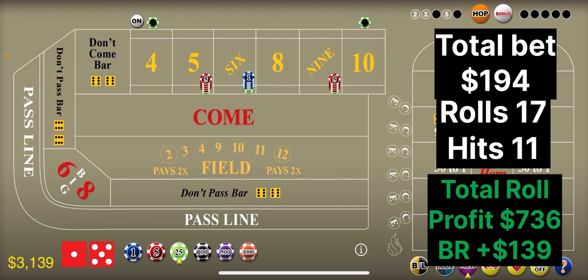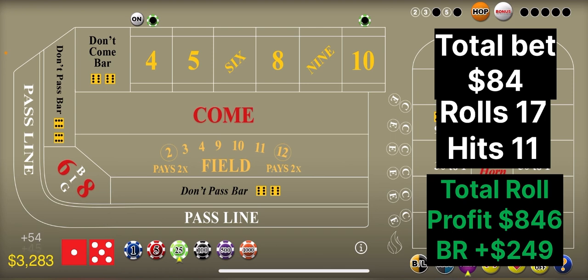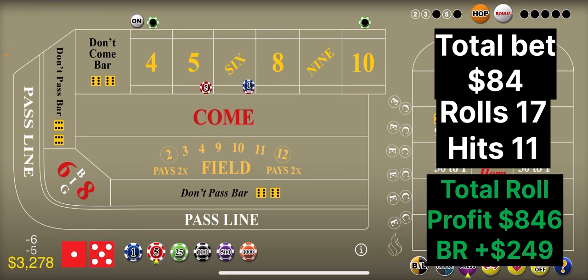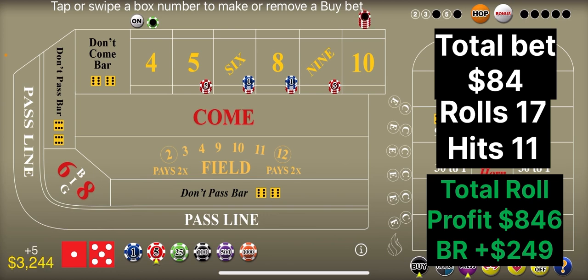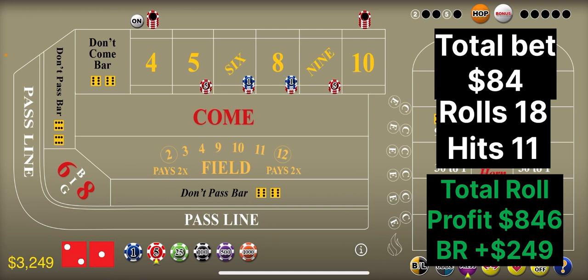Okay, we're going to reduce. We're going to put 44 inside, and we're going to go $20 on the 4 and the 10. So we're up $250, and we have $84 on the board. And we just got a 3. Since we're in profit, and it's a fairly long roll, we are no longer going to reduce. We are going to press aggressively.